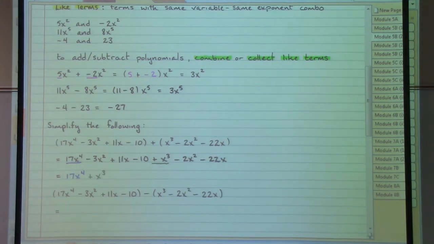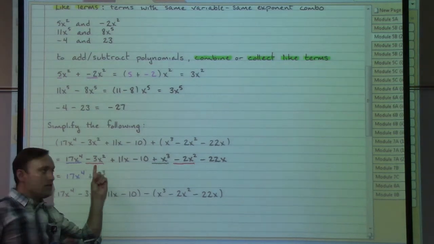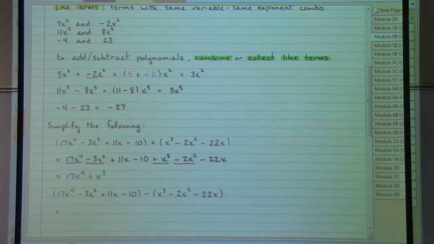Then we drop down to the next power, which would be a power of 2. And we go looking to see if we've got any terms that have x with a power of 2. We have not just one, but 2 terms. So here's where we bring in our combining like terms idea again and say, I need to put together this minus 3x squared and this minus 2x squared so that my final answer would have a minus 5x squared.